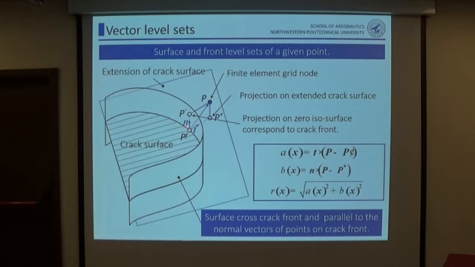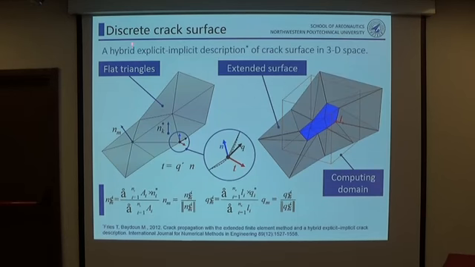If it is an analytical surface, the initialization step is easy, but if the initial crack is in a complex shape, the initialization step will be difficult. To solve this problem, we adopt a triangulation scheme introduced in this paper. An arbitrarily shaped crack surface can be divided into flat triangles and extended to the entire domain along the extension vectors.